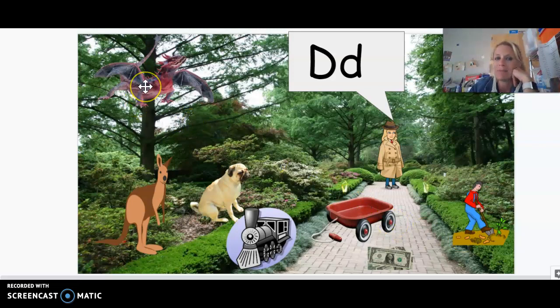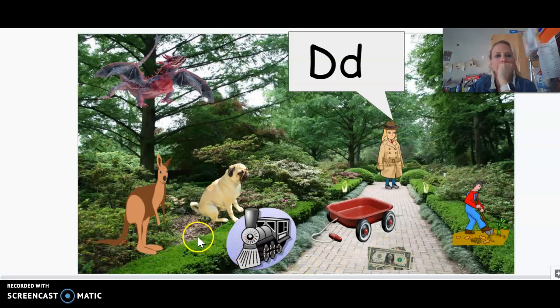Well, listen as I say my objects. So it looks like dragon, kangaroo, dog, train, wagon, dollars, dig. Those are things that start with D. All right. Blow it in your hand if you heard something that made the d, d, d sound. D makes a d, d, d.